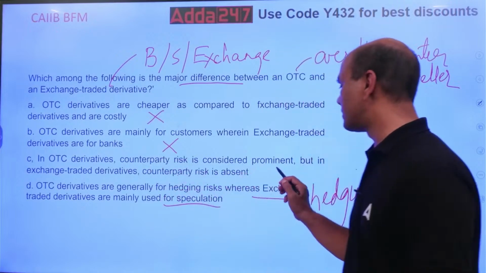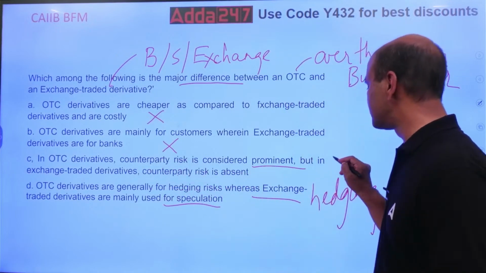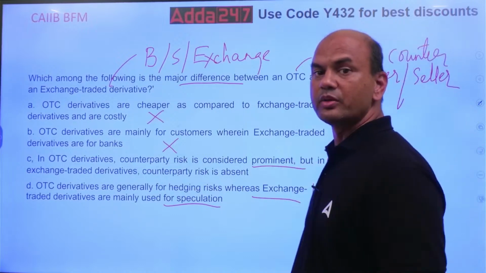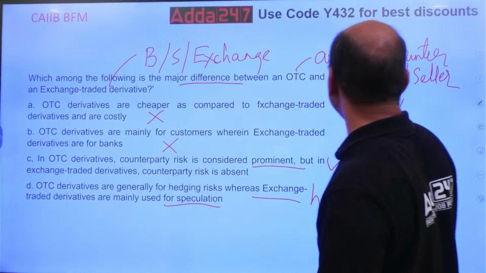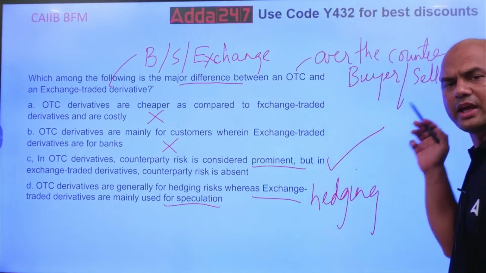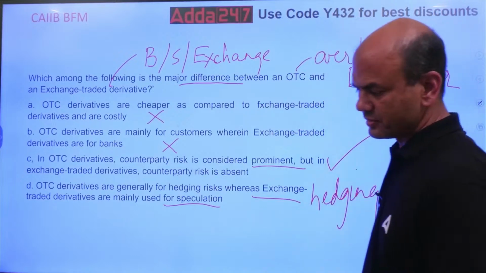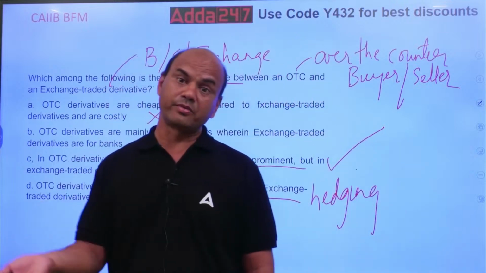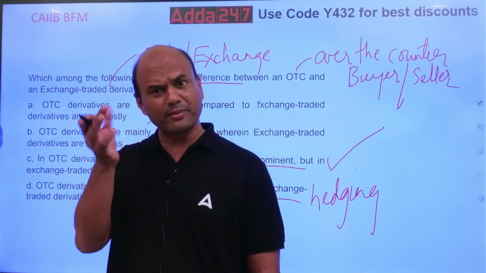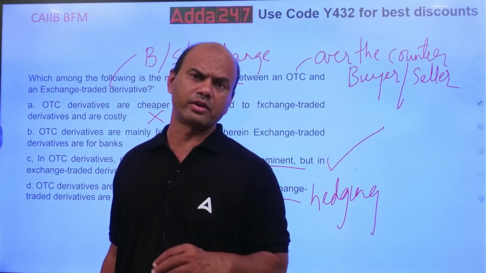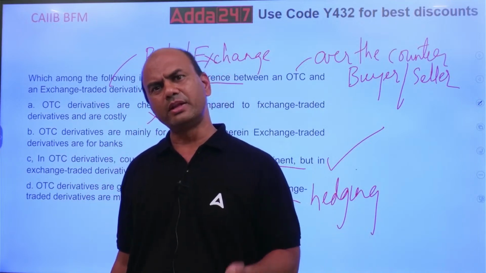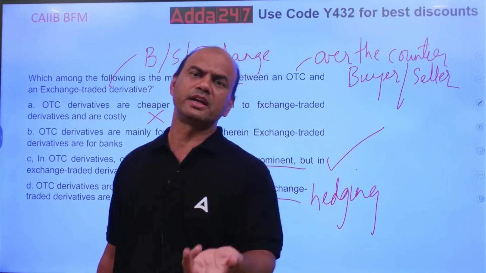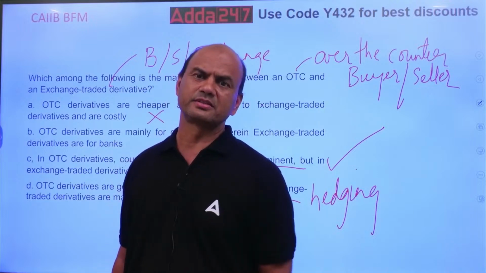Now what about this? Counterparty risk is considered prominent. This is the main answer. In OTC product, there are two parties, right? Buyer and seller. So any one of them can default. Tomorrow if the bank defaults, or tomorrow if the customer defaults, anything can happen. You will say, how can the bank default? Why not? Many banks have defaulted. 2008 crisis, what was it? Lehman Brothers.